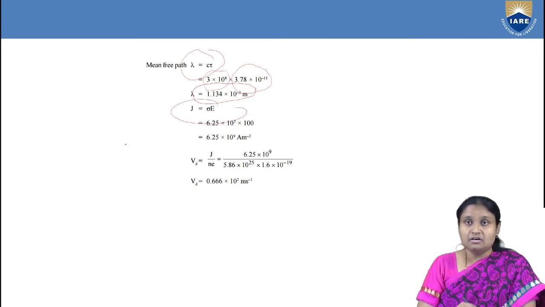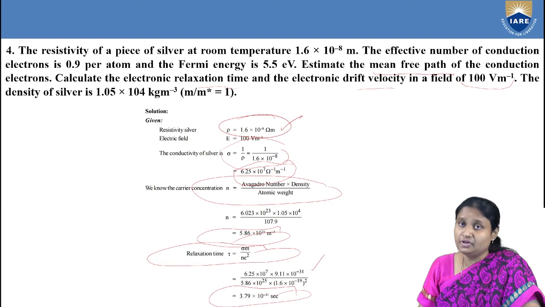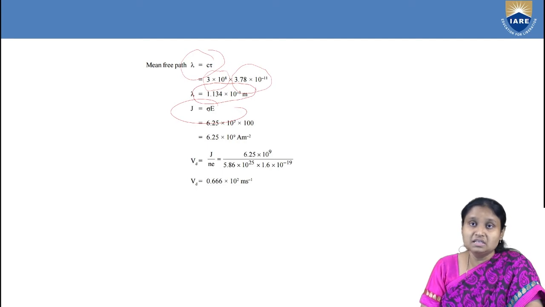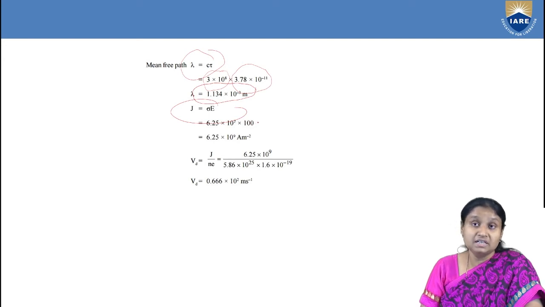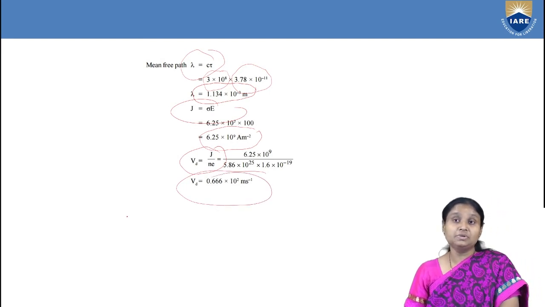And then of course we need to find drift velocity. In order to find drift velocity, first I'll find current density. For current density, this is our formula: J is equal to sigma E. Conductivity we have already calculated, and we know how much electric field is being applied. So the product of conductivity into electric field is our current density. Once we know current density, we can easily find drift velocity using this formula, which is the ratio of current density in the numerator, and in the denominator the product of carrier concentration into charge of electron. Once we substitute, our drift velocity comes out to be 0.666 into 10 to the power of 2 meters per second.